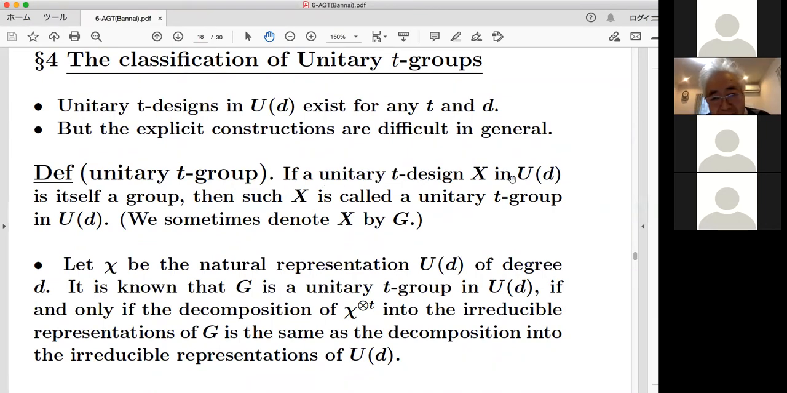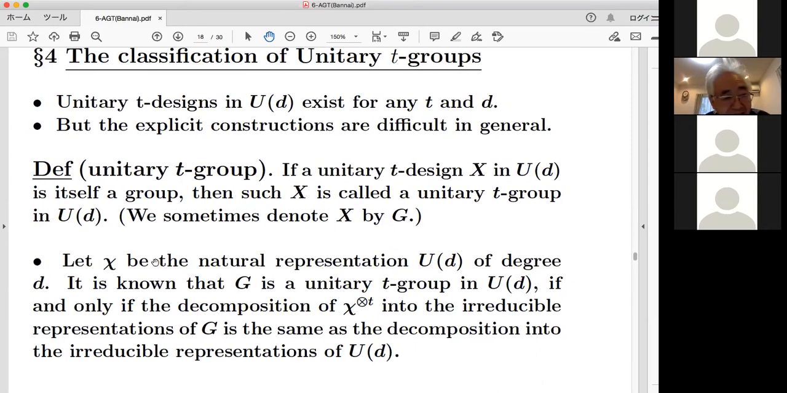If a unitary T design X is itself a group, so a finite set, and if it is also a group, then such X is called a unitary T group in U(D). We sometimes write X as G to make sure it's a group. And let chi be the natural representation of the unitary group of degree D.